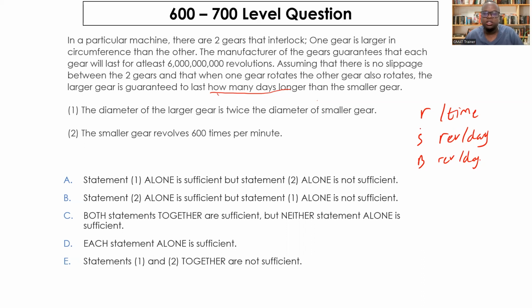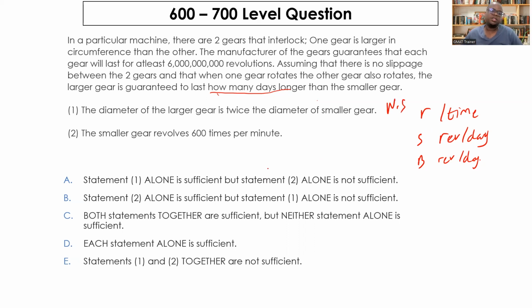If we can't get the revolutions per day, revolutions per minute, revolutions per second, we are not able to get how many revolutions the bigger one will make in one day, so that you can get how many days it will last, and therefore subtract. Therefore, this is not sufficient as it is.